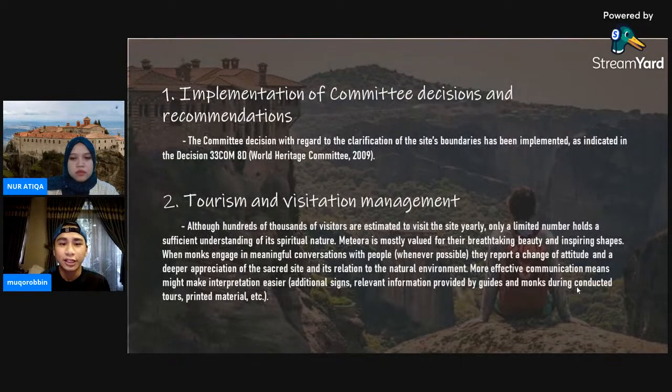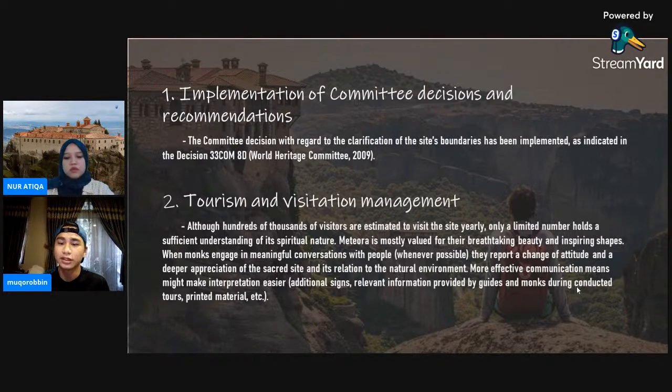For the first one, implementation of committee decision and recommendation. The committee decision with regard to the clarification of the site's boundaries has been implemented. Two, tourism and visitation management. Although hundreds of thousands of visitors are estimated to visit the site yearly, only a limited number holds a sufficient understanding of its spiritual nature.